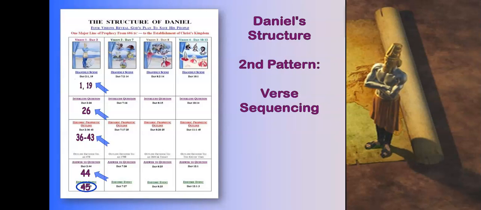So just for fun, would someone like to say the verse sequencing of Vision 2 in Daniel 7? I've got it, Libby, if you like. It would be Daniel 7, 2 through 14. Then the interlude is Daniel 7, verse 16. The prophetic outline is Daniel 7, 17 through 25. And the answer to the question, Daniel 7, 26. And the end event is Daniel 7, 27.